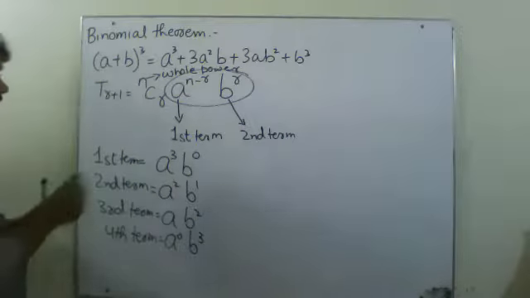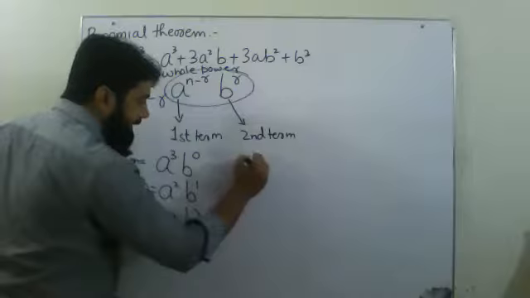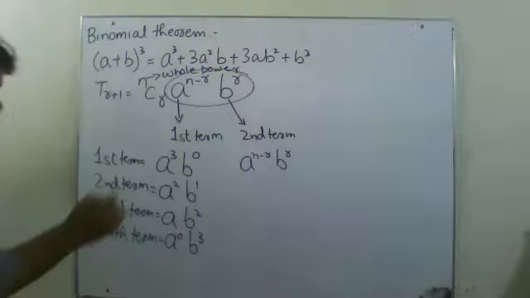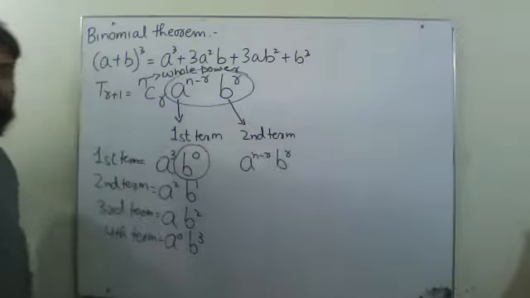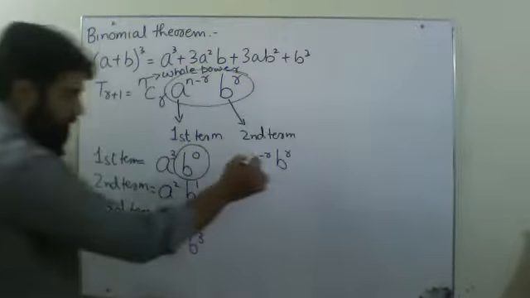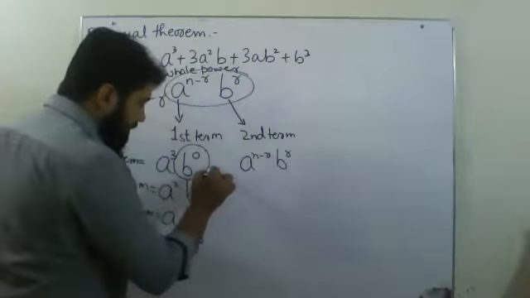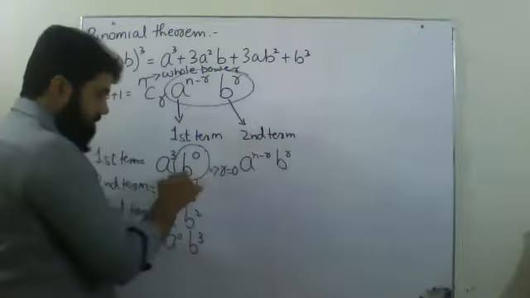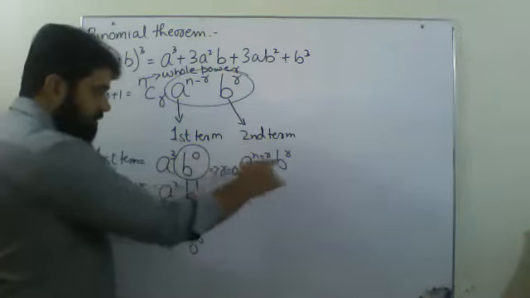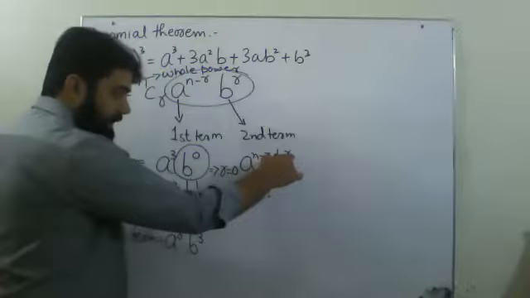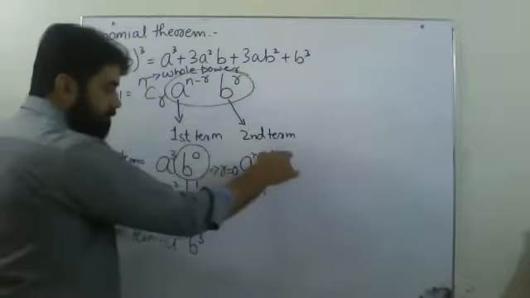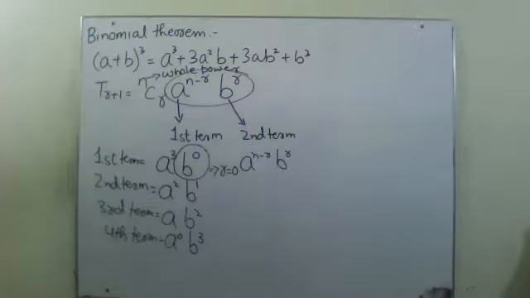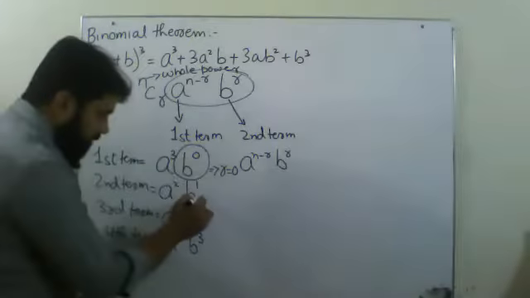Now, if I compare it with a^(n-r) b^r, what's b over here? b to the power 0. So in this term, the value of r is equal to 0, because b to the power r is part of the formula. b to the power r and b to the power 0 means r is equal to 0 in this one.